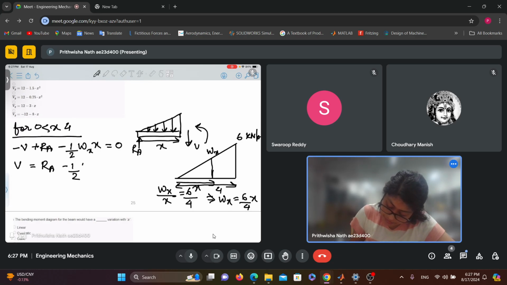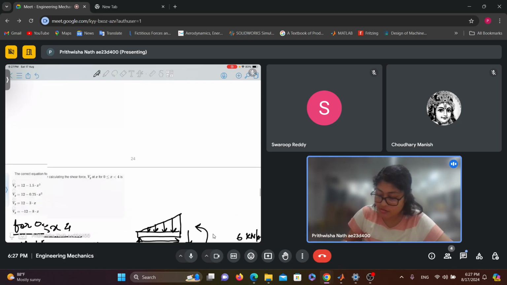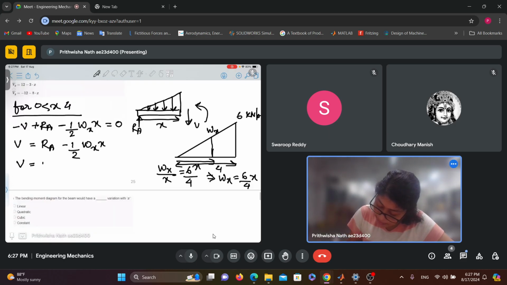Minus half Wx. So V equals to RA is what? RA is 12, right? So 12 minus half Wx is 6 by 4 x into x, that is x square, right? So if I simplify this, 12 minus 0.75 x square.